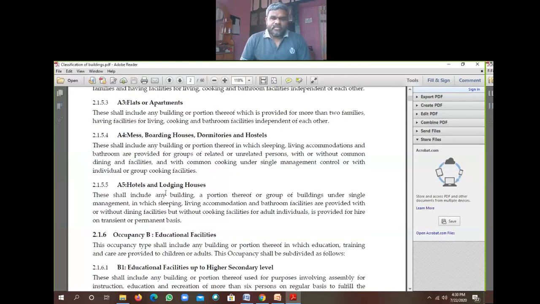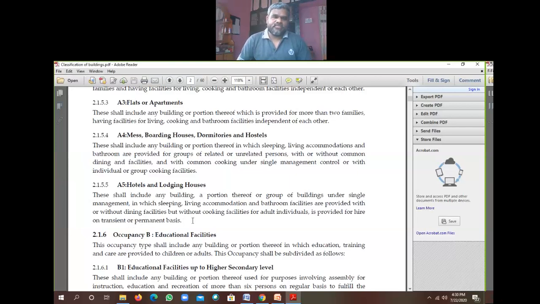And A5 buildings, hotels and lodgings. They shall include any building or portion thereof, group of buildings under the single management in which sleeping and living accommodation, bathroom facilities are provided with or without dining facilities, but without cooking facilities, for adult individuals, provided for hire on a transient or permanent basis, right?